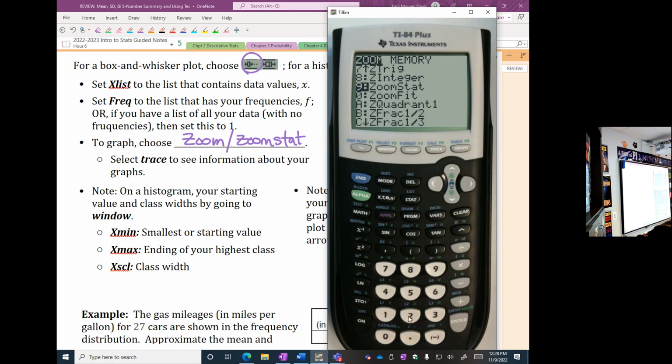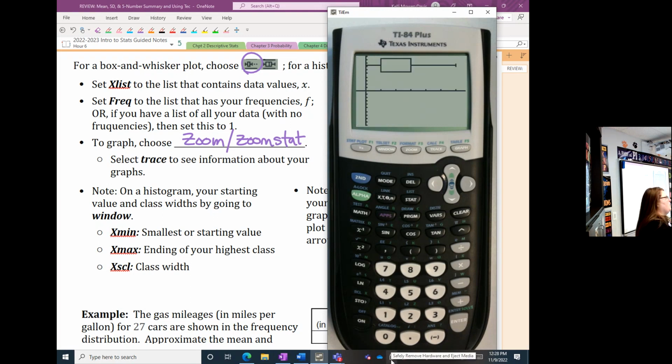Right there, you see Zoom Stat? So we're going to go to the statistics window. There's my box and whisker plots. Now, there are no dots here. That's because I have no outliers on this.